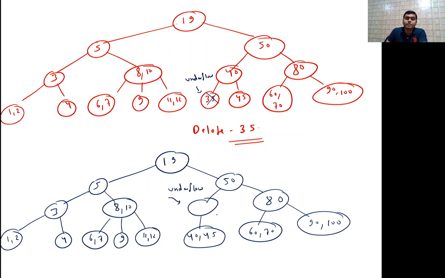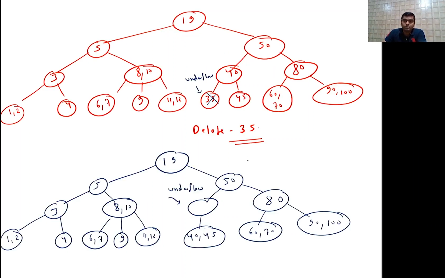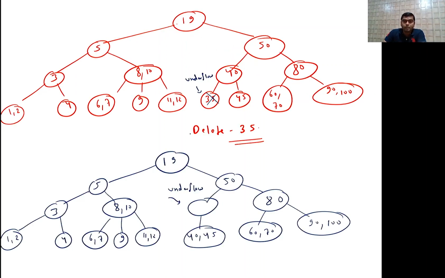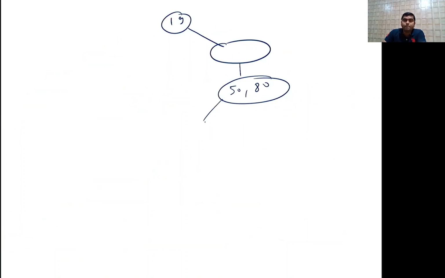So it is 90, again I am drawing, and this place will be left blank. Why? Because 50 will come here. So 50 and 80, and left is 40, 45. So it is 40 and 45, and the right side is 60, 70. So it is 60 and 70, and after 80, 90, 100. So it is 90 and 100.